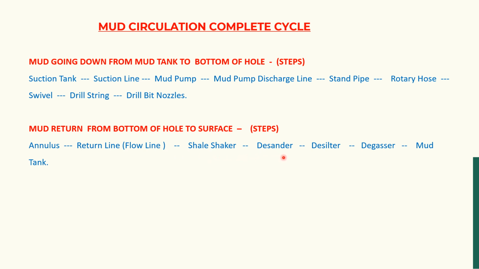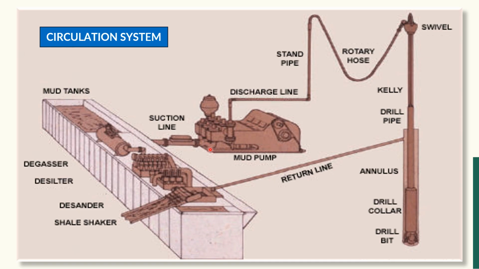From the shale shaker it goes to the desander, the desilter, the degasser, and then it goes to the mud tank. So this is the cycle of the mud circulation system. So here in this picture we will see those things again.